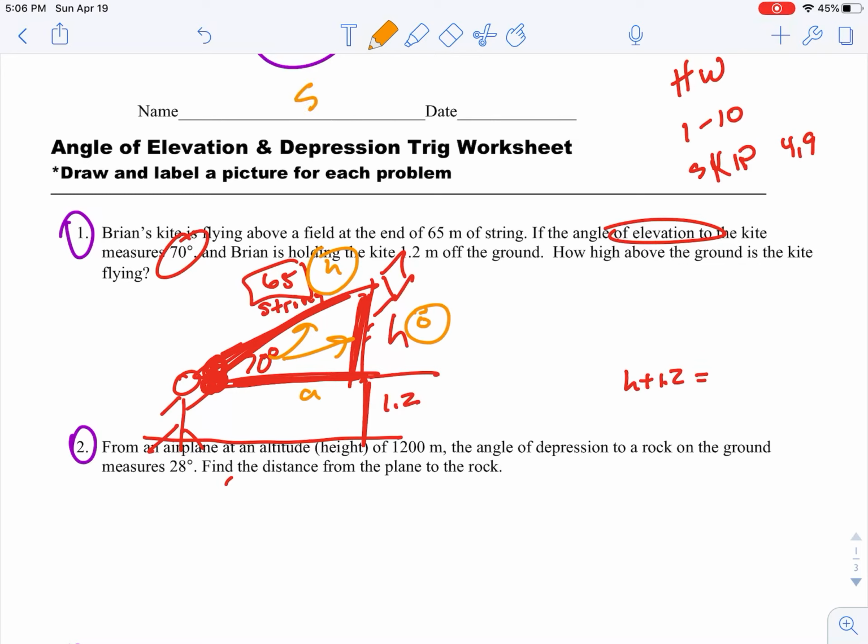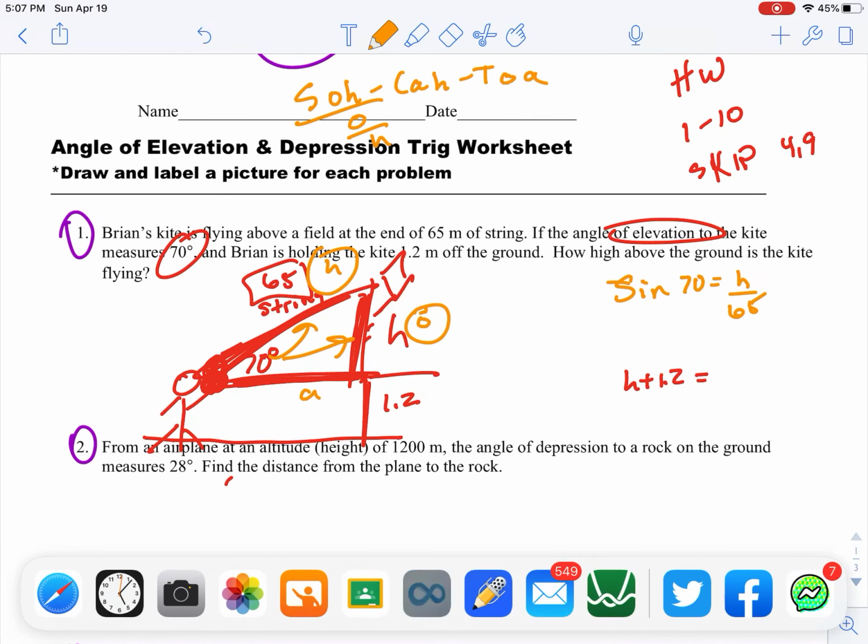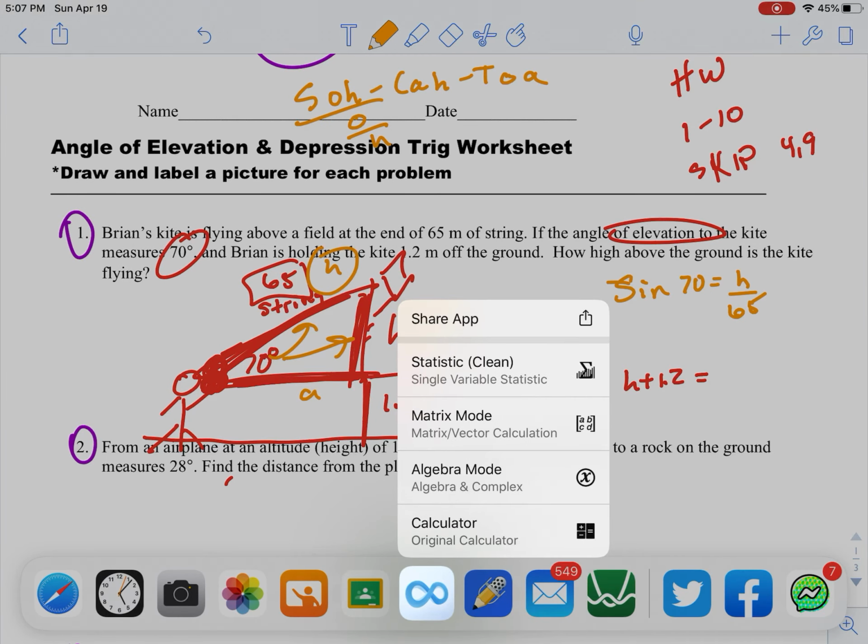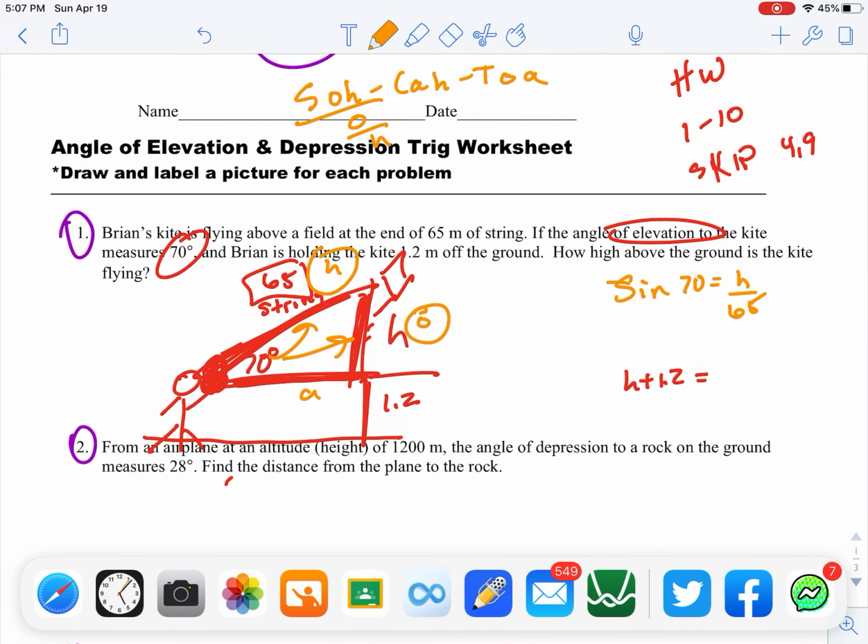All right. So again, even though we've done this for a couple weeks now, SOHCAHTOA. So opposite over hypotenuse, I want sine. So sine 70 equals... Now, this tells you everything. O first, H second. So H is on top. Hypotenuse 65 is on the bottom. H is on top, so I'm going to multiply.